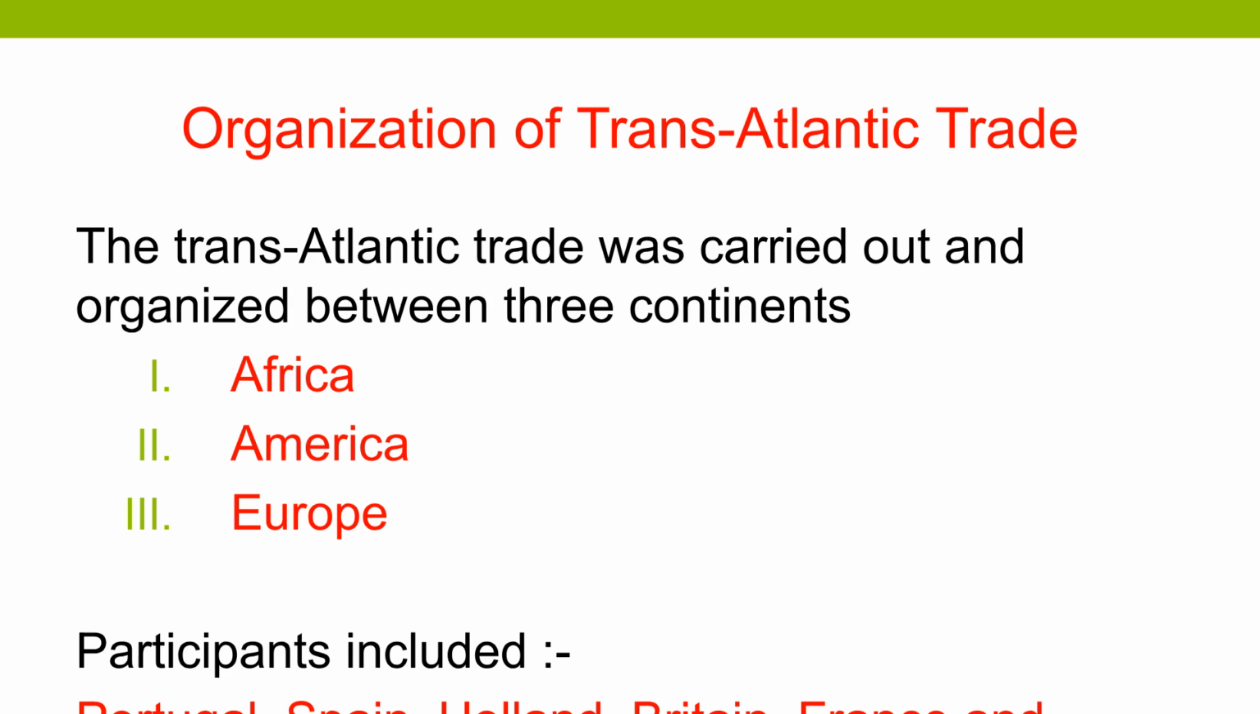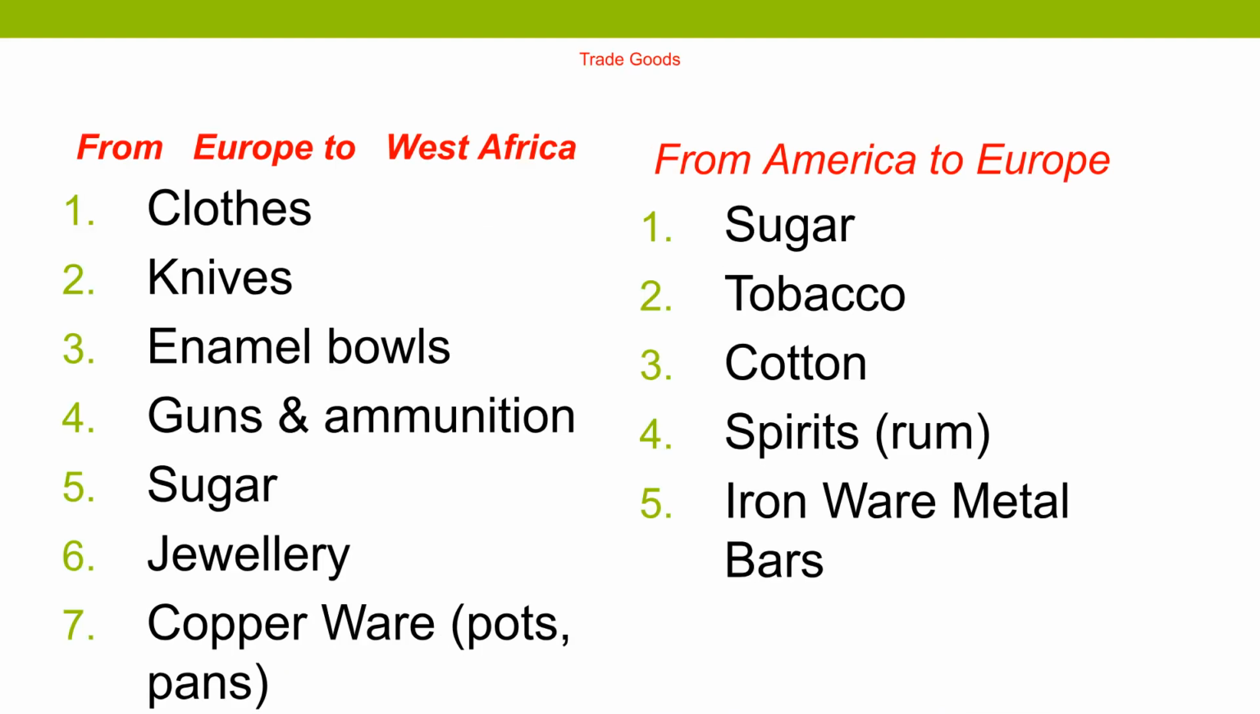The transatlantic trade was organized across 3 continents: Africa, America, and Europe. The main participants were European nations such as Portugal, Spain, Holland, Britain, France, and African rulers. Goods traded from Europe to West Africa included clothes, knives, enamel bowls, guns and ammunition, sugar, jewelry, copperware, glassware, and tobacco. Goods traded from America to Europe included sugar, tobacco, cotton, spirits like rum, and ironware metal bars.